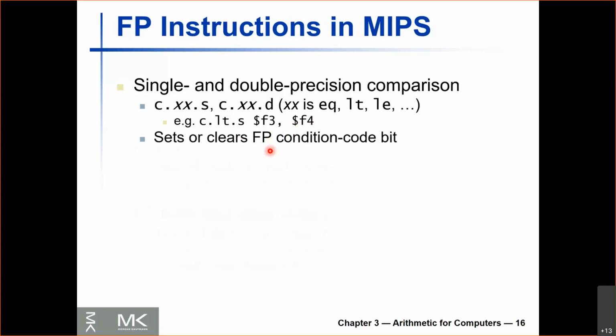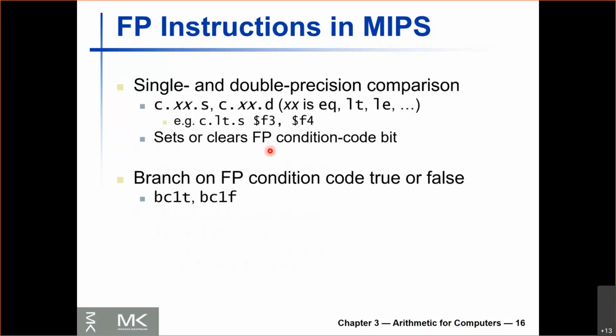Okay, and how do we use this? Well, we use this in the branch instructions. The branch instructions in the floating point coprocessor look like this. We have two branch instructions: BC1T and BC1F. BC1T is branch if true, and BC1F is branch if false. For example, if we do BC1T some label, it will branch to this label if true. If what is true? If this condition bit is true.